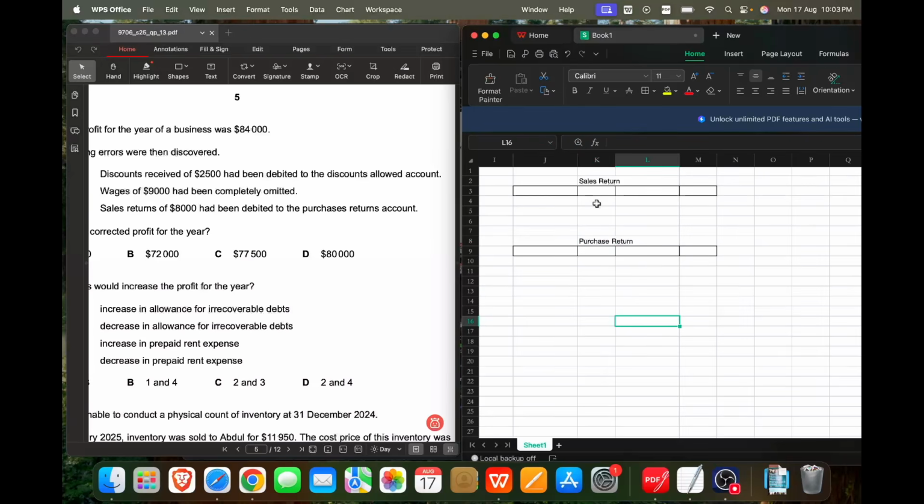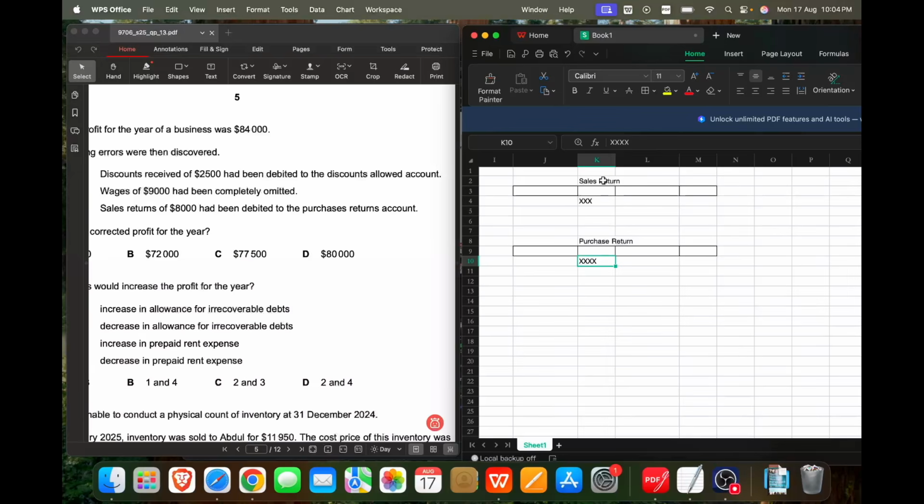Now we were supposed to write in the sales return on the debit side out here, but instead of writing this amount on the debit side, we wrote that on the debit side of purchase return. Normally the entry in the purchase return would be on the credit side, but this particular entry we wrote it on the debit side.